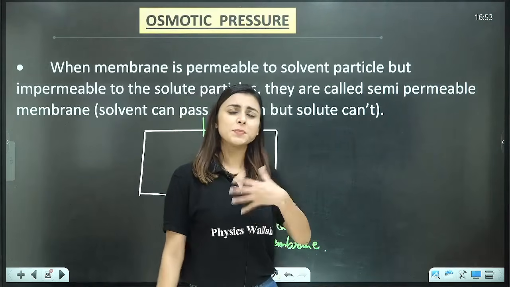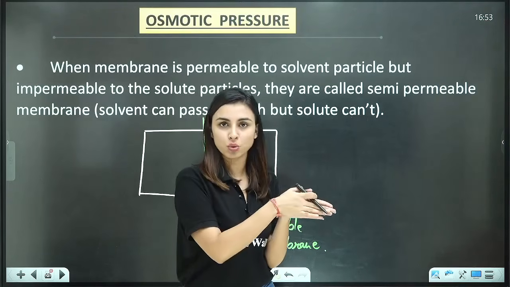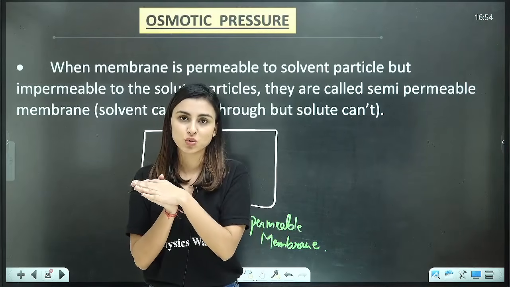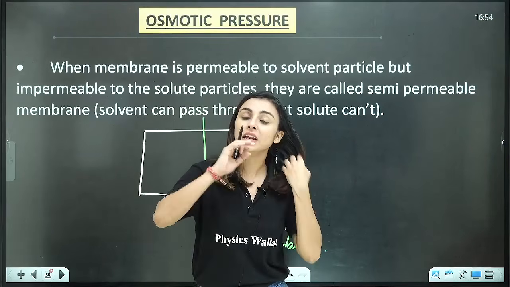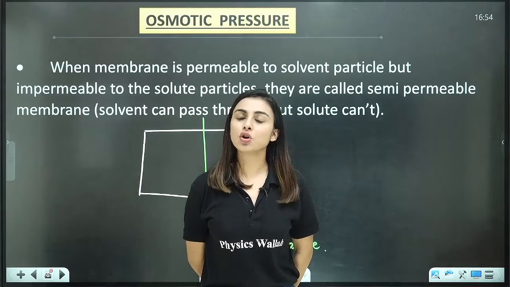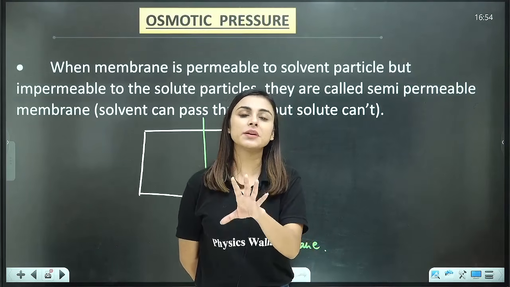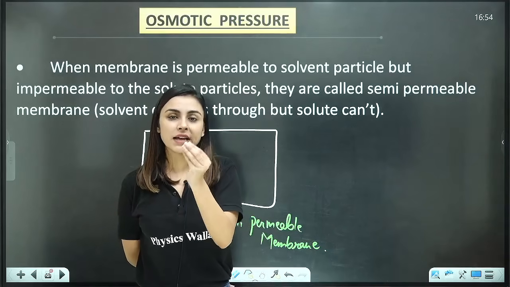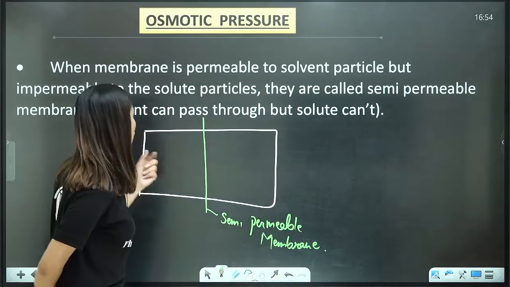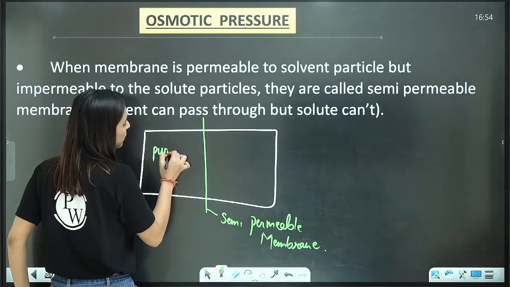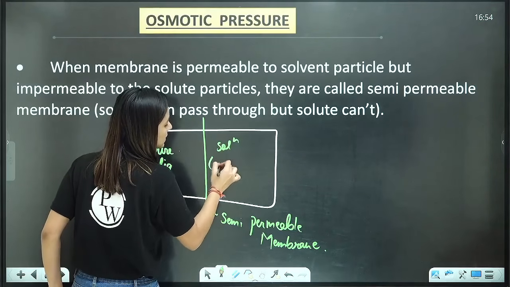A semi-permeable membrane is a special type of membrane which allows some specific things to go through it but does not allow other things to go through it. That is, if we have a solution, it will allow the solvent to pass through, but it will not allow the solute to pass through. Semi-permeable membranes are very specific about the size of particles going through them. Now consider that you have pure liquid here and a solution here, that is A plus B.